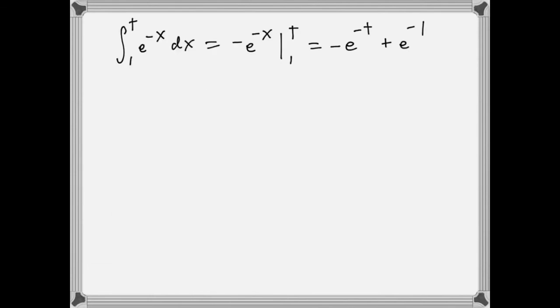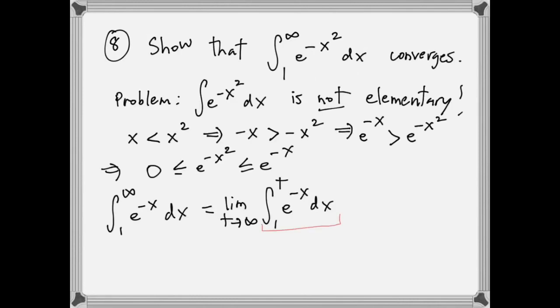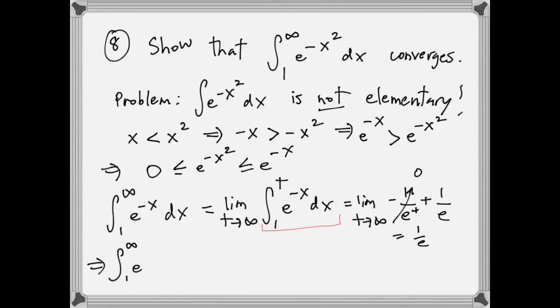Let me actually write it this way too. This is what I get: negative 1 over e to the t plus 1 over e. So if you send t to infinity, this guy goes to 0, and so the whole thing equals 1 over e. So this implies that this integral of e to the negative x dx converges.